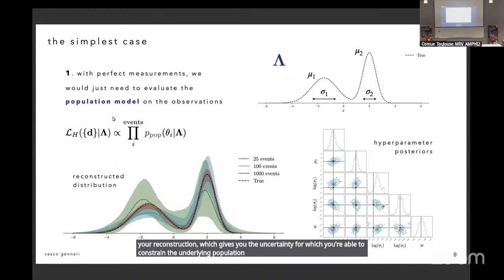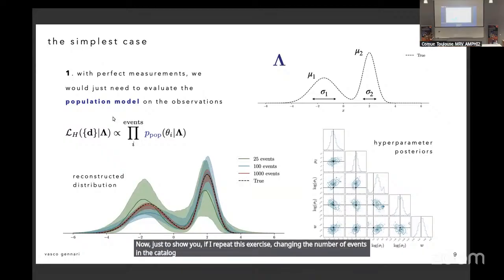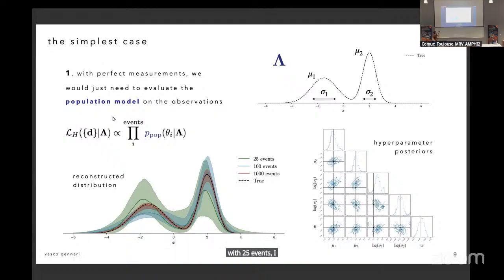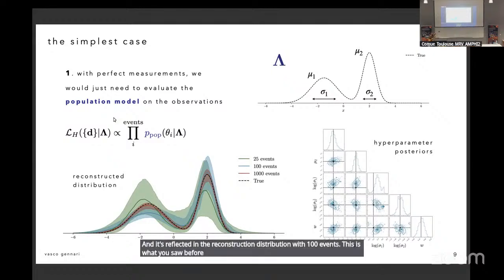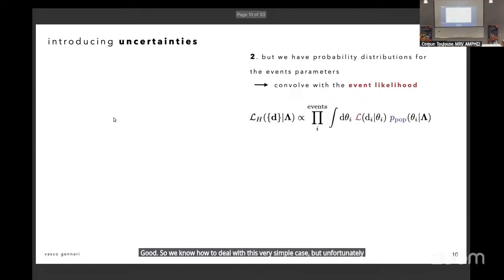Now, just to show you, if I repeat this exercise, changing the number of events in the catalog, with 25 events, I get this green curve. You see that the uncertainty is very wide because we have few events. So the constraints, the posteriors on the population parameters were weaker and this is reflected in the reconstruction. With 100 events, this is what you saw before. And if you keep increasing the number, with 1,000 events, you get a very accurate reconstruction of the distribution.